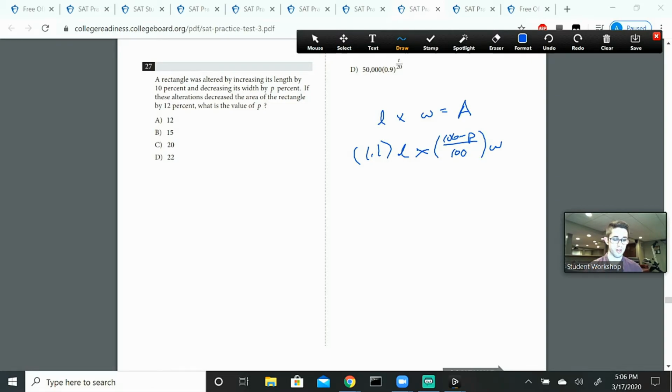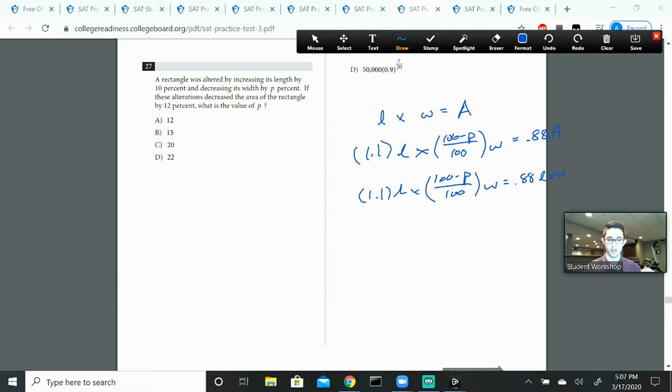We're not dealing with, let's say, p was 50%. We're not dealing with p being equal to 0.5. We're actually dealing with p being equal to 50, because it is that percentage. So you have to be careful with that. But then that is equal to the area being decreased by 12%. So that ends up being 0.88 A. Now A, we know, is equal to L times W. So 1.1 L times 100 minus P over 100 W equals 0.88 L times W.